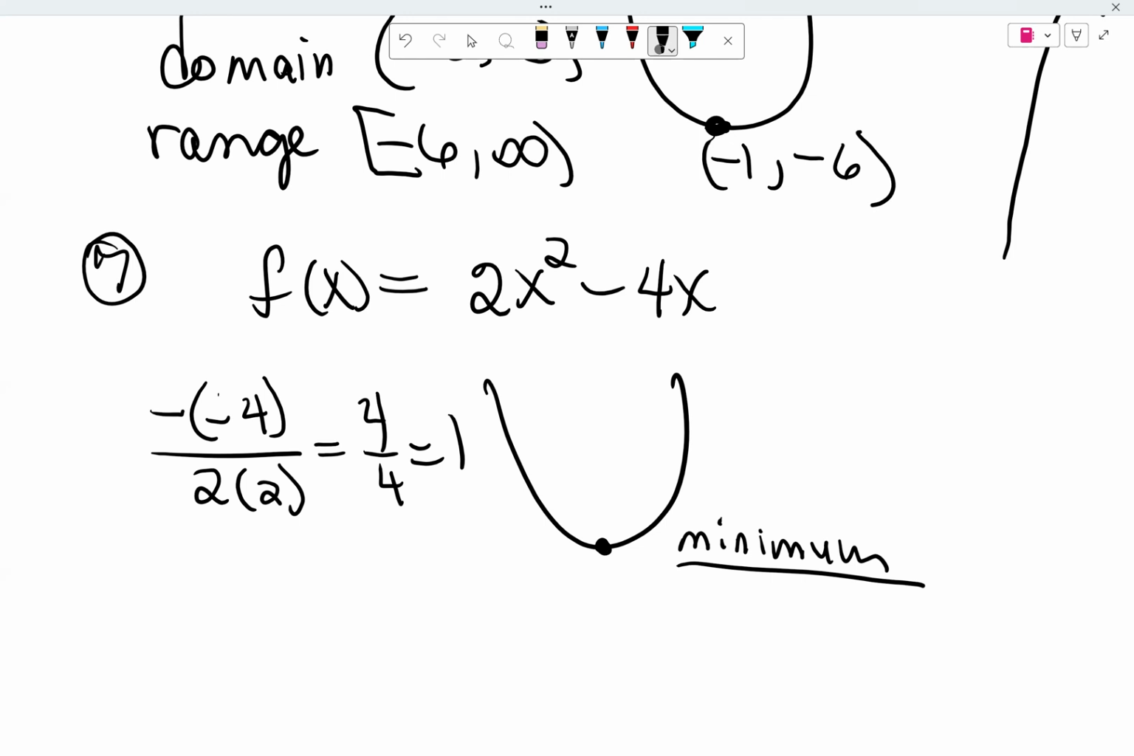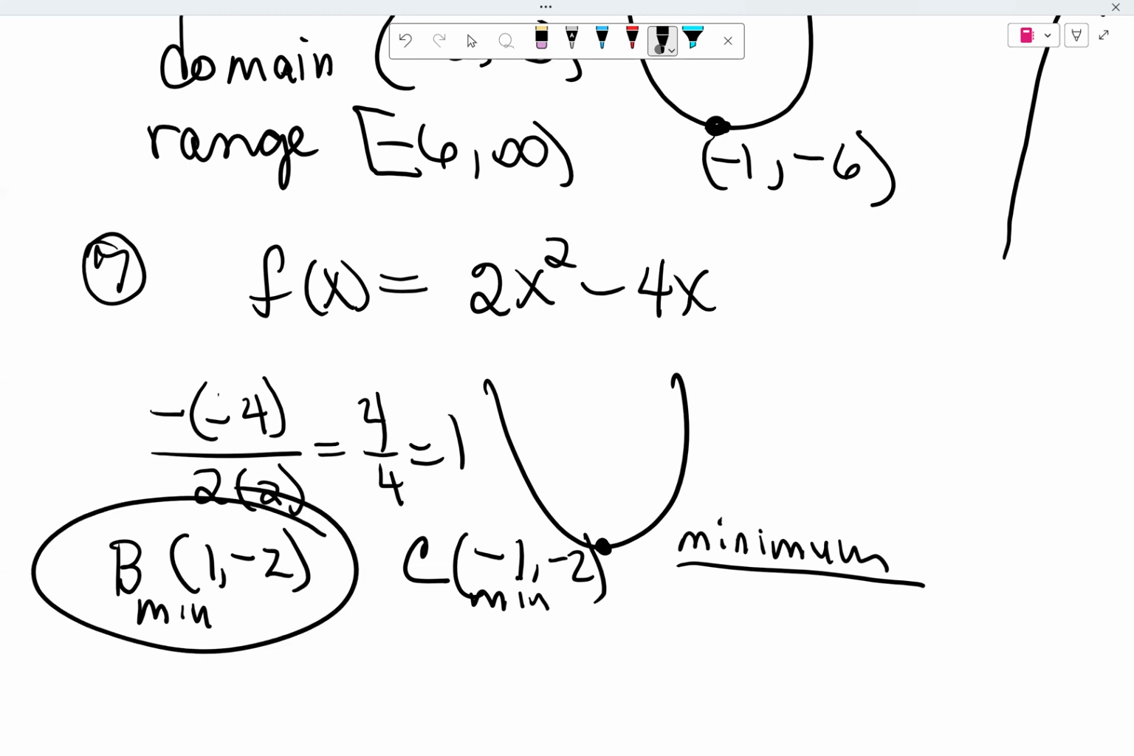Between C and B, look at the answer choices. Yes, they're both minimums. So yes to that. But it looks like B is +1, comma, some number, -2. They're both -2, actually. And C is -1, -2. So I already have the answer. It's B. Plug it in if worst case, you can solve it anyway.